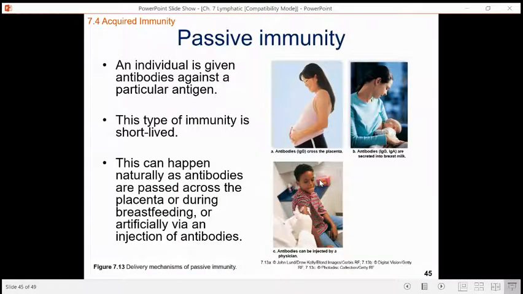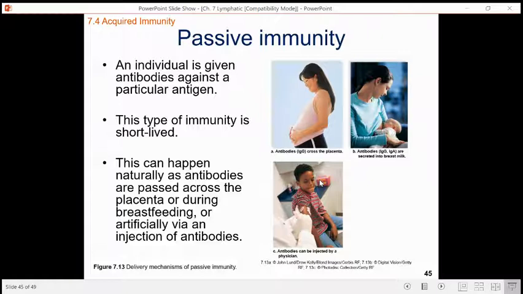Passive immunity is where an individual is given the antibodies against a particular antigen. It's not really something that's going to last for a long time, but it will temporarily give you some protection. This can happen really naturally. So, like during pregnancy and breastfeeding, it's really normal for those antibodies to be passed from mother to baby. This is also why breastfeeding is so important.